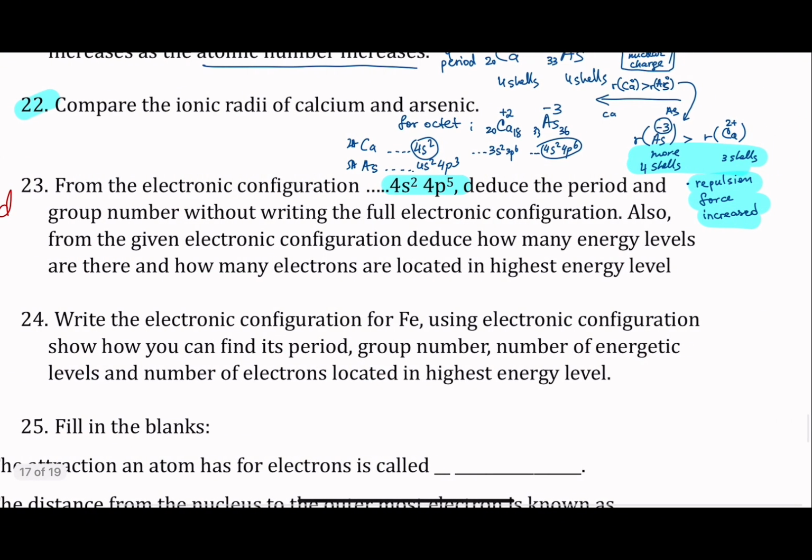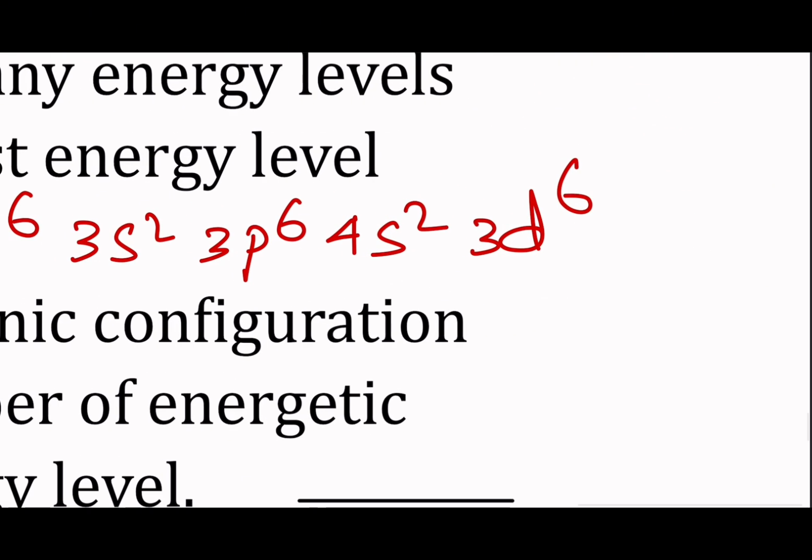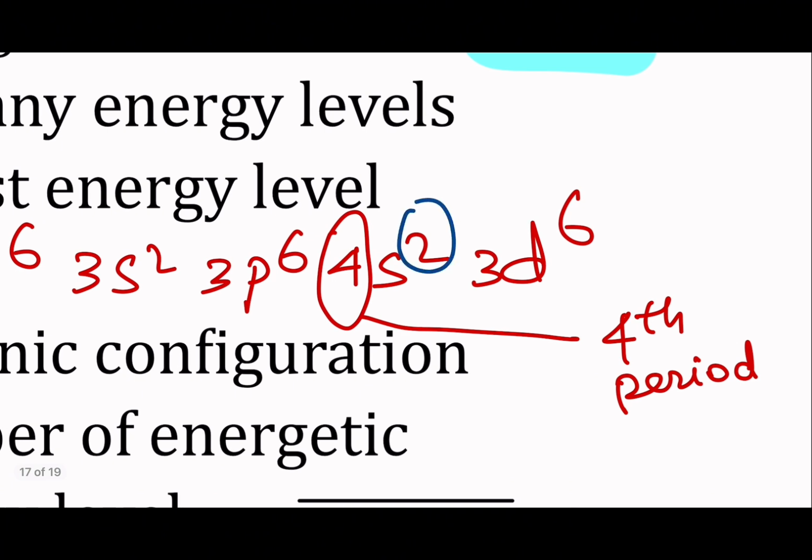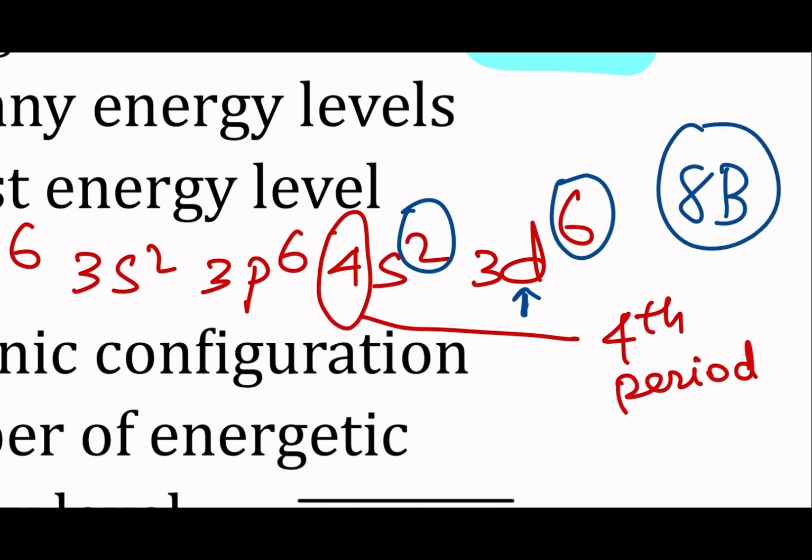Now write the electronic configuration of iron. So the electronic configuration of iron is 1s2, 2s2, 2p6, 3s2, 3p6, 4s2, 3d6. That's what we have. And then over here, the last shell is 4, right? So it's a fourth period. And because 2 and 6 give you 8, but because it is located in d, it will be 8B group.